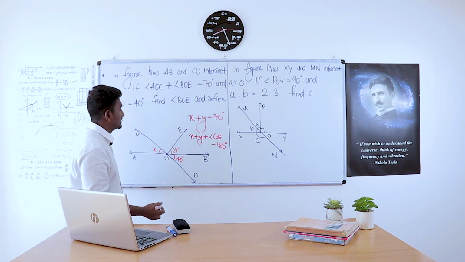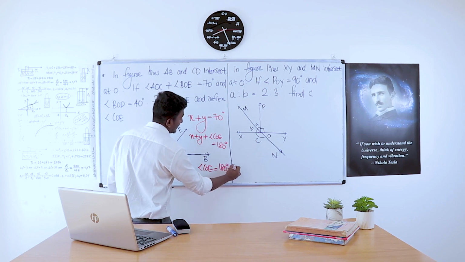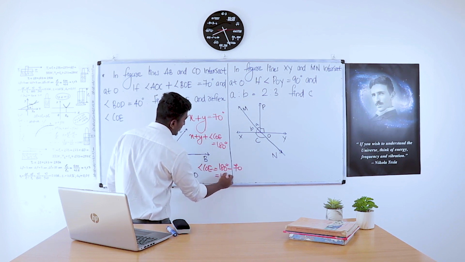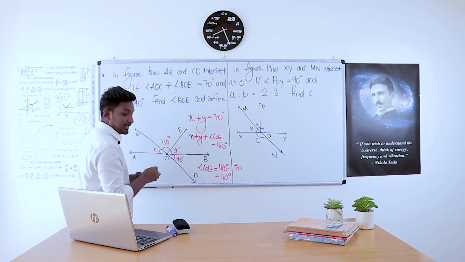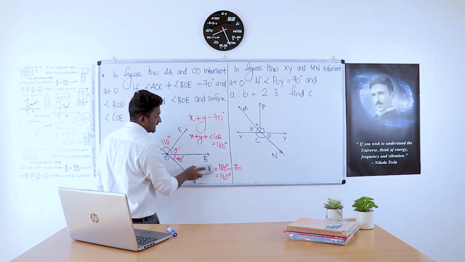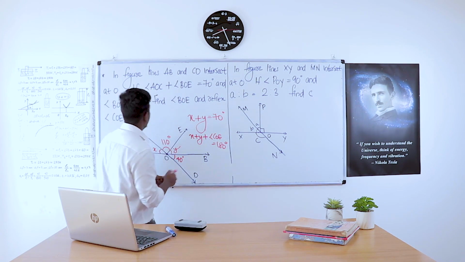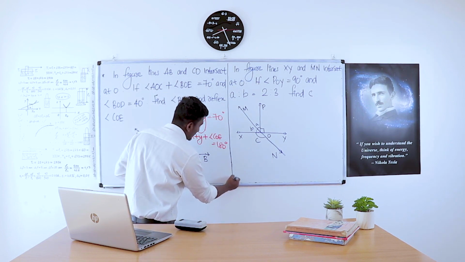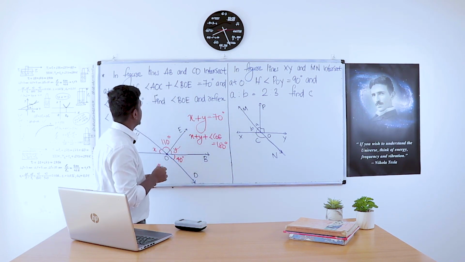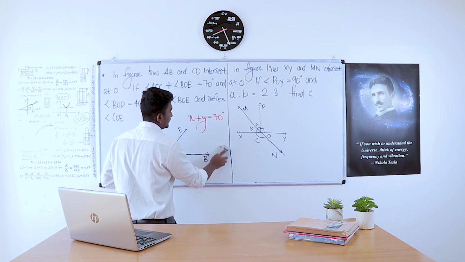Here we know that X plus Y is equal to 70 degrees. Therefore, angle COE is equal to 180 degrees minus 70 degrees, that is equal to 110 degrees. Now we got COE as 110 degrees. First one is solved. We got COE, but we need the reflex angle of COE. So before moving to that, we need one more answer, which is angle BOE, that is Y. Now we need to find Y.